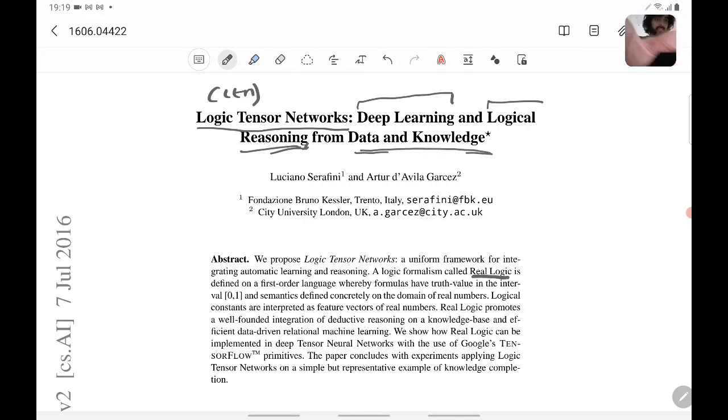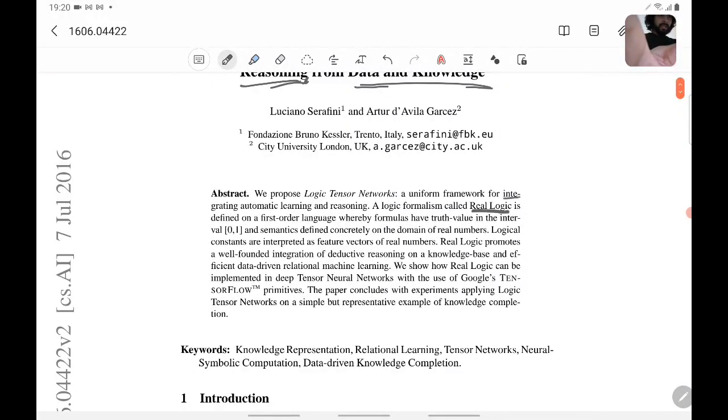What it does is integrate automatic learning that we already do using gradients and reasoning together. So we can learn using gradients, as we do in normal neural networks, and we can reason too. We can reason from what the neural network is learning along the way. And they achieve this.